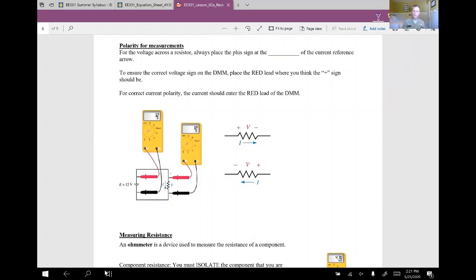So here's an example of what I was just saying about negative voltage. If I plugged it in across right here, then it's positive. But if I swapped the terminals where the red was on the negative side, then it would read a negative voltage.